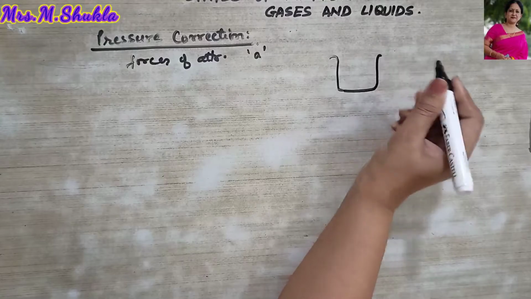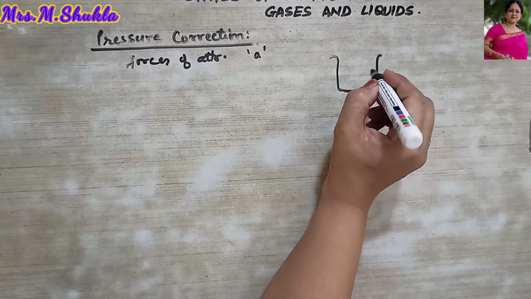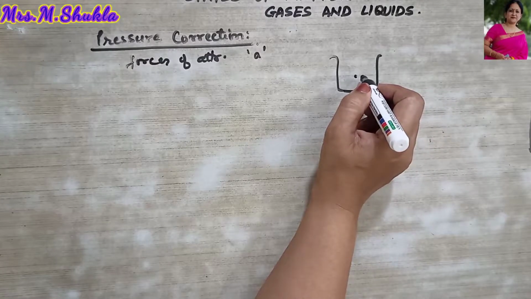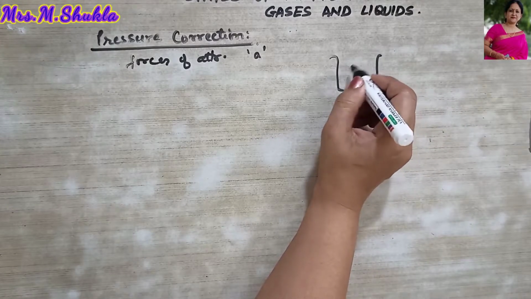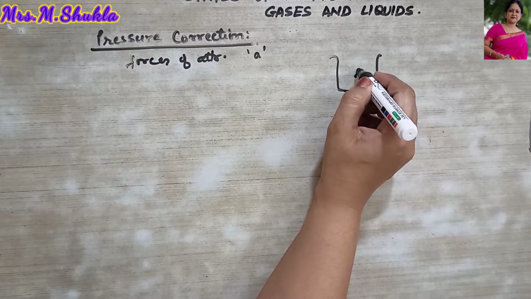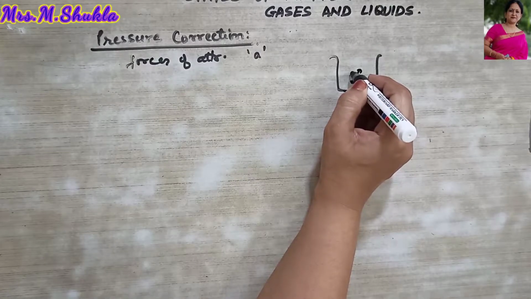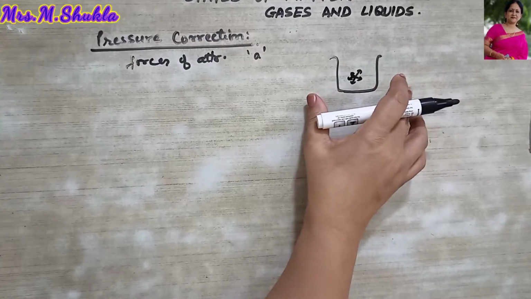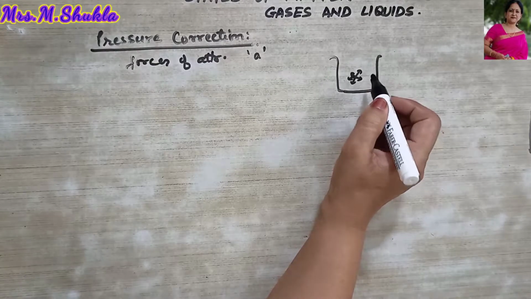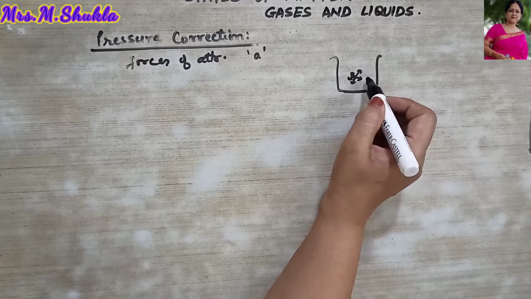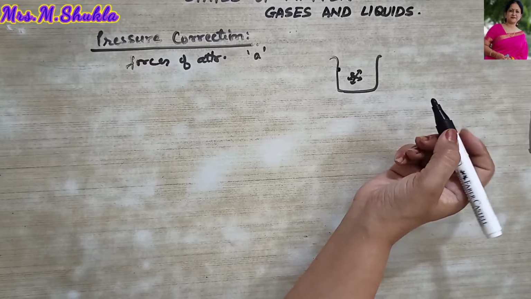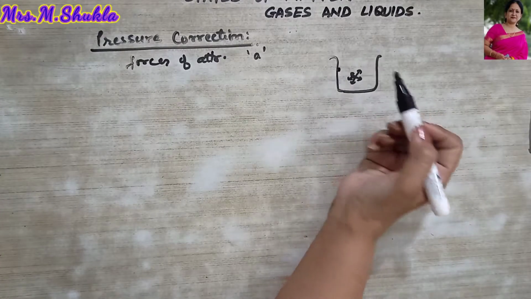I am giving you one example, and if we take the center molecule, this center molecule will be attracted from all sides by equal forces, as it is surrounded by molecules from all sides. Isn't it so? Clear? Now all the forces of attraction will be cancelled out as it is attracted from all sides.